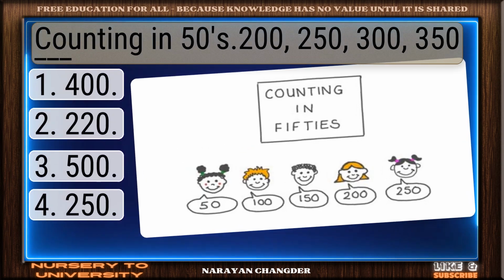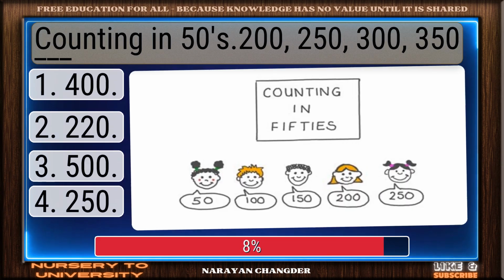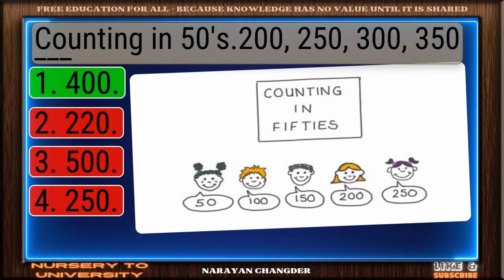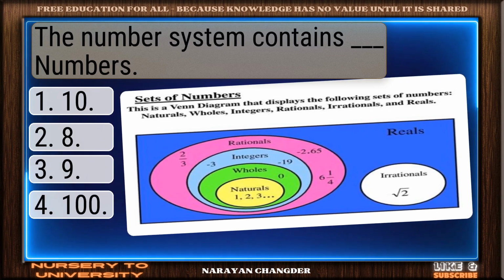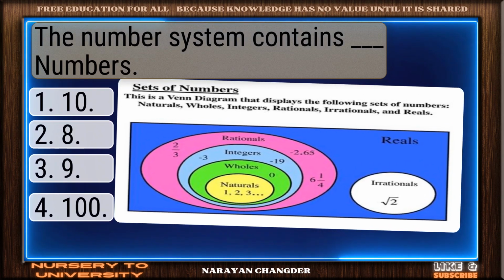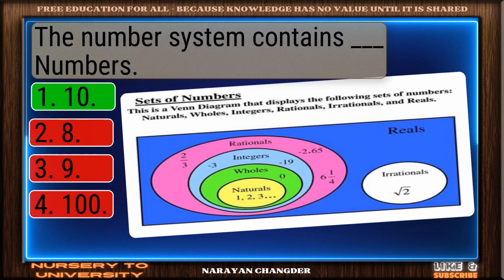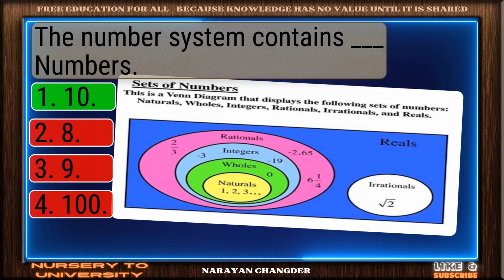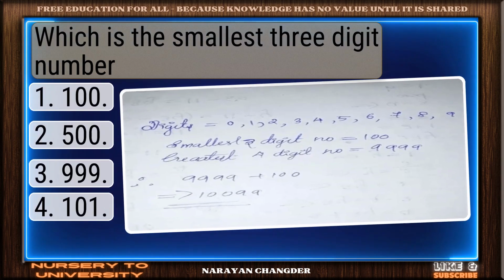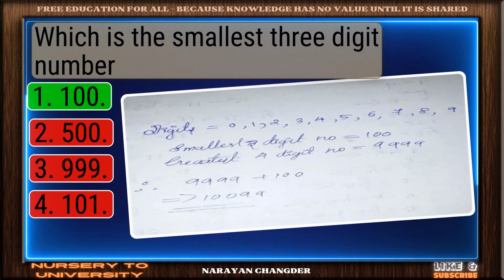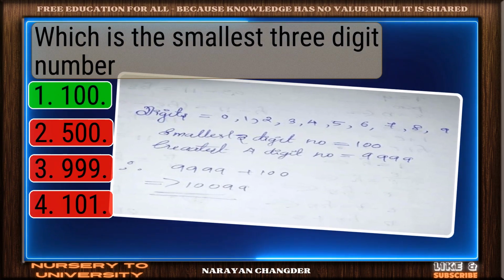Counting in 50s, 200, 250, 300, 350 dash. Good thinking. 400 is the right answer. The number system contains dash numbers. Strong choice. 10 is the right answer. Which is the smallest 3-digit number? Great job. 100 is the accurate answer.